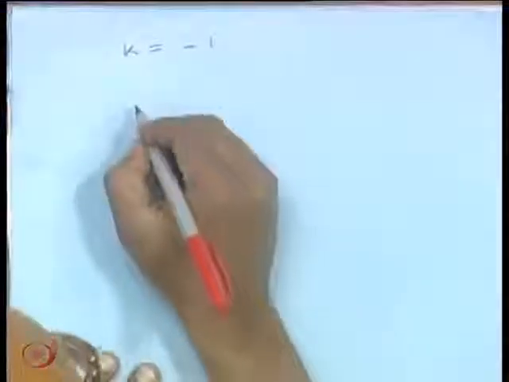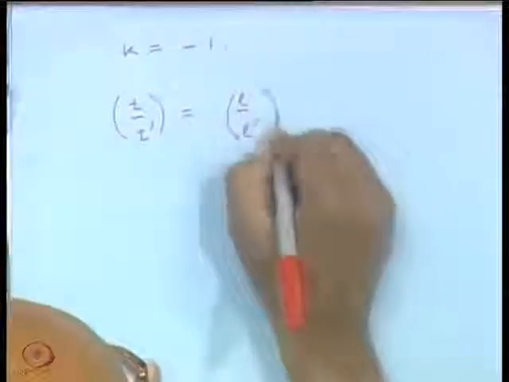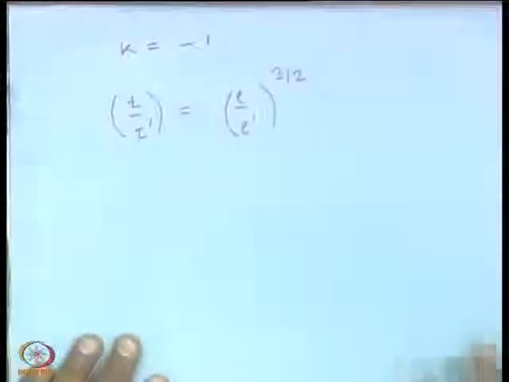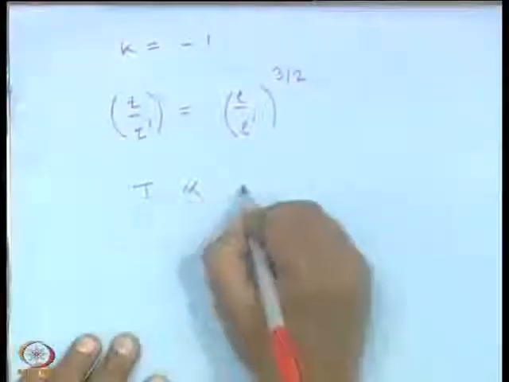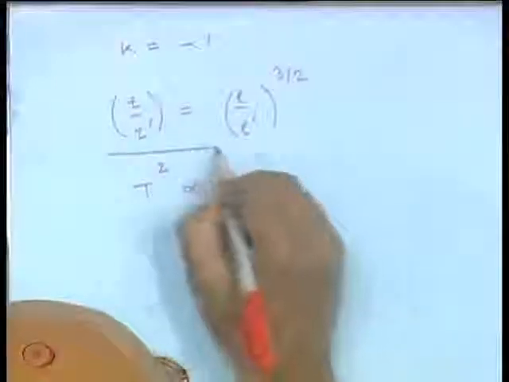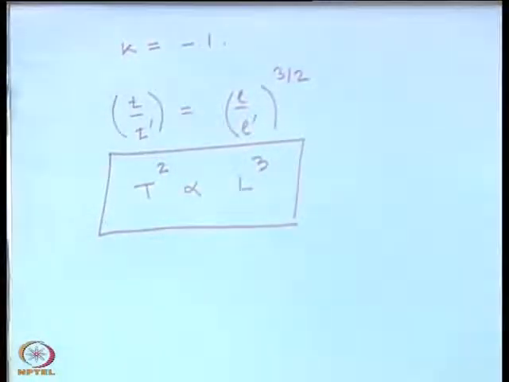So what we see is that t by t prime is equal to L by L prime to the power of 3 by 2, or the time period of the orbit is proportional to the length scale of the orbit to the power 3 by 2. Okay. So the time period of any orbit, the square of that scales as the cube of the linear size of the orbit. Okay, this is referred to as Kepler's third law.